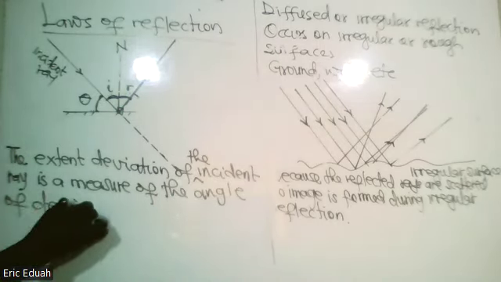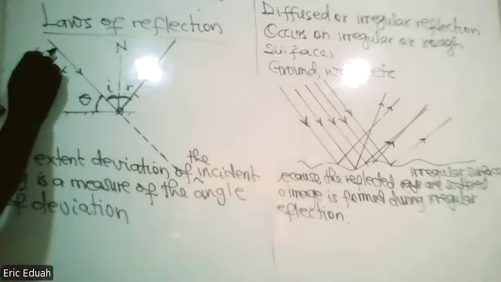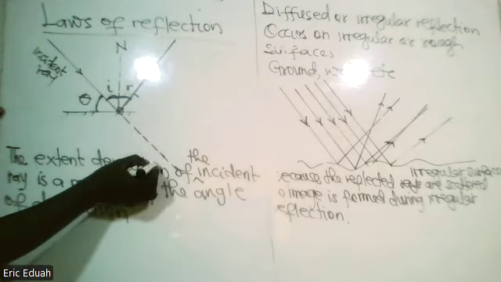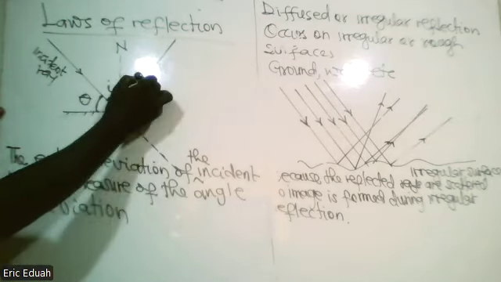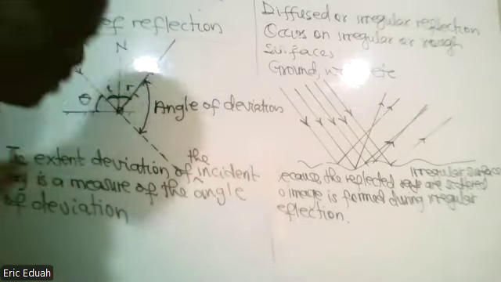So how do we calculate the angle of deviation? This is the original path. Due to reflection, it has changed path. So this angle between the extended original direction and the new direction gives us the angle of deviation. How do we measure this angle? How do we calculate this angle of deviation?